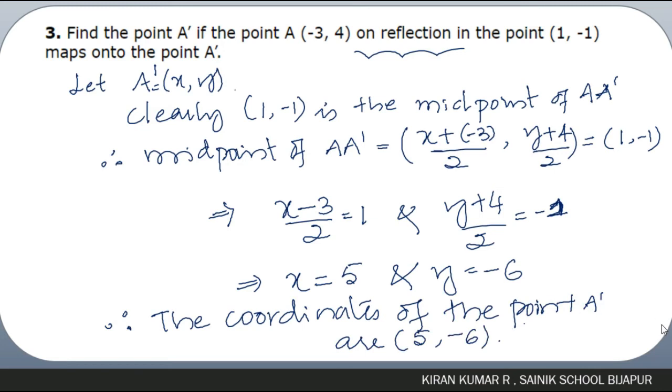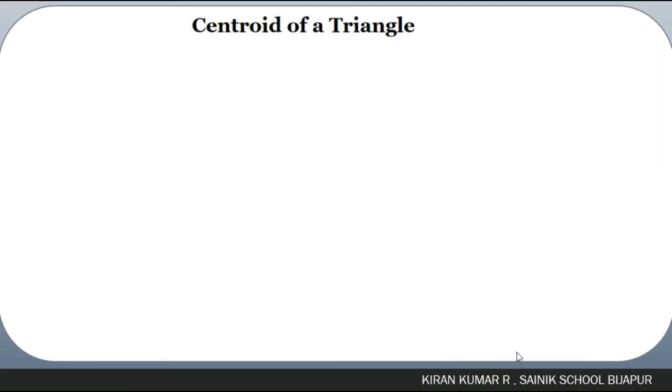Now let us learn one more concept related to the centroid. The centroid of a triangle is the point of intersection of the medians of the triangle. The centroid will divide the median in the ratio 2:1.